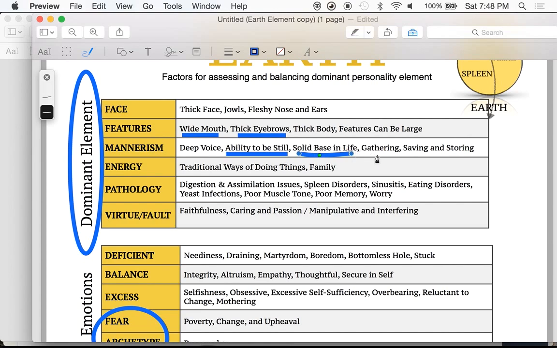And that's okay. We need all kinds. You just need to understand that if you're an earth element or working with those or living with those that are, gathering, saving, and storing, that's just going to be second nature to them. And it might drive waters and fires crazy, but that's what they do. They save and store.